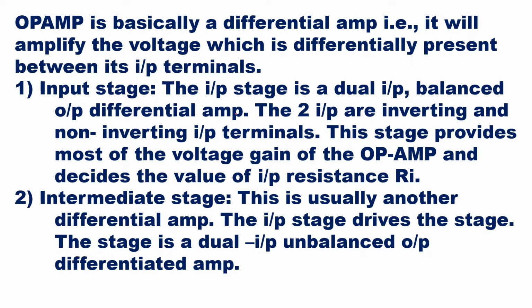Then the second stage is called the intermediate stage. This is usually another differential amplifier. The input stage drives this stage. This stage is a dual input, unbalanced output differential amplifier. Dual input because there are two inputs for the second stage, but there is only one output line, so it is called unbalanced output.